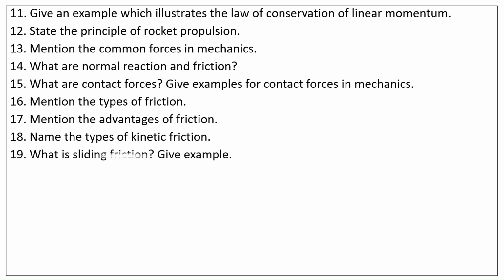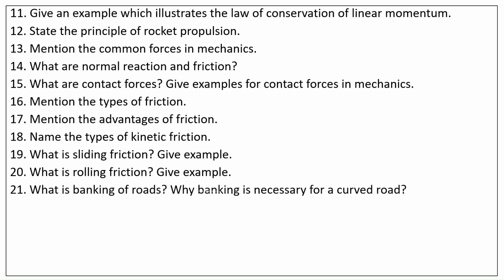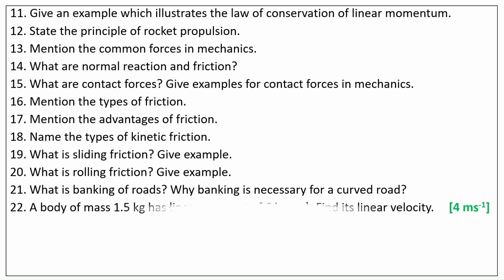19. What is sliding friction? Give example. 20. What is rolling friction? Give example. 21. What is banking of roads? Why banking is necessary for a curved road? 22. A body of mass 1.5 kilograms has linear momentum of 6 kg m/s. Find its linear velocity. 4 m/s.